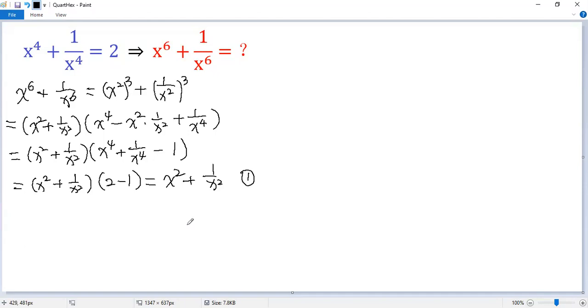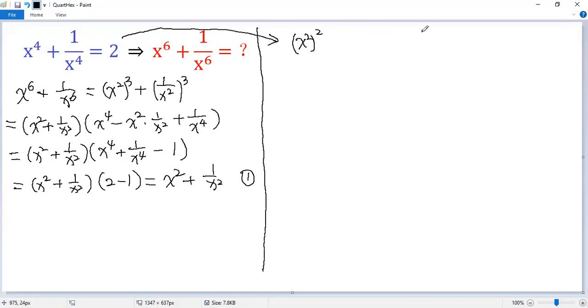Now let's see if we can create x squared plus 1 over x squared from the given condition. Let's try. We can write x to the power 4 as x squared, and then square. The other term, 1 over x squared, and then square. The right side, 2. To create 1, we make the left side of this one a perfect square. So we need to add 2ab. So plus 2a, which is x squared, b, which is 1 over x squared, plus that.